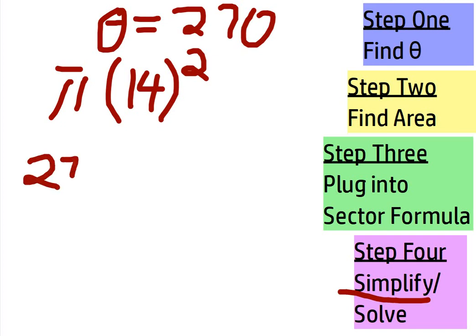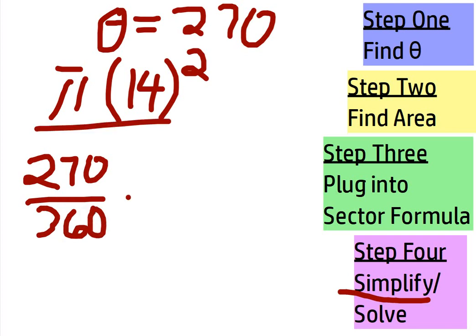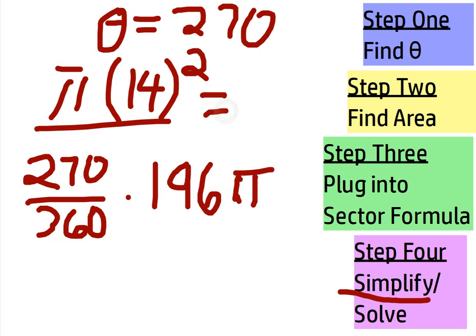So plugging that into the formula, it's going to be 270 over 360 times, I'm going to go ahead and simplify this down. What's 14 squared? I mean, you can use your calculator for that. 196. So that will become 196 pi. Whoever said 7, that's an answer that I would have said. So don't feel bad. Okay, now 9 times out of 10, you can reduce this fraction on the left.